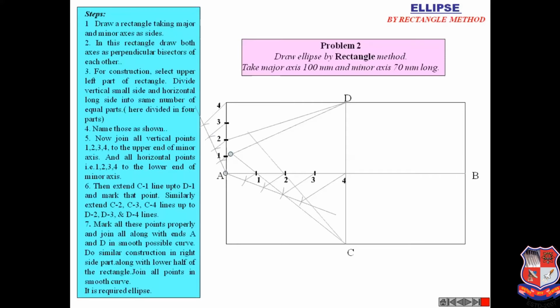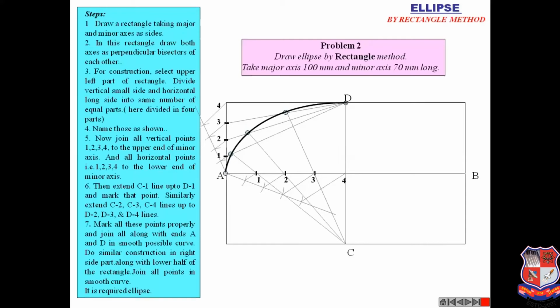Okay, the line passing from 2 touches at D. Again, the line passing from 2 touches at point number 2. You will get 1 point. Same way, point number 3 and point number 4. So you will get a half ellipse.